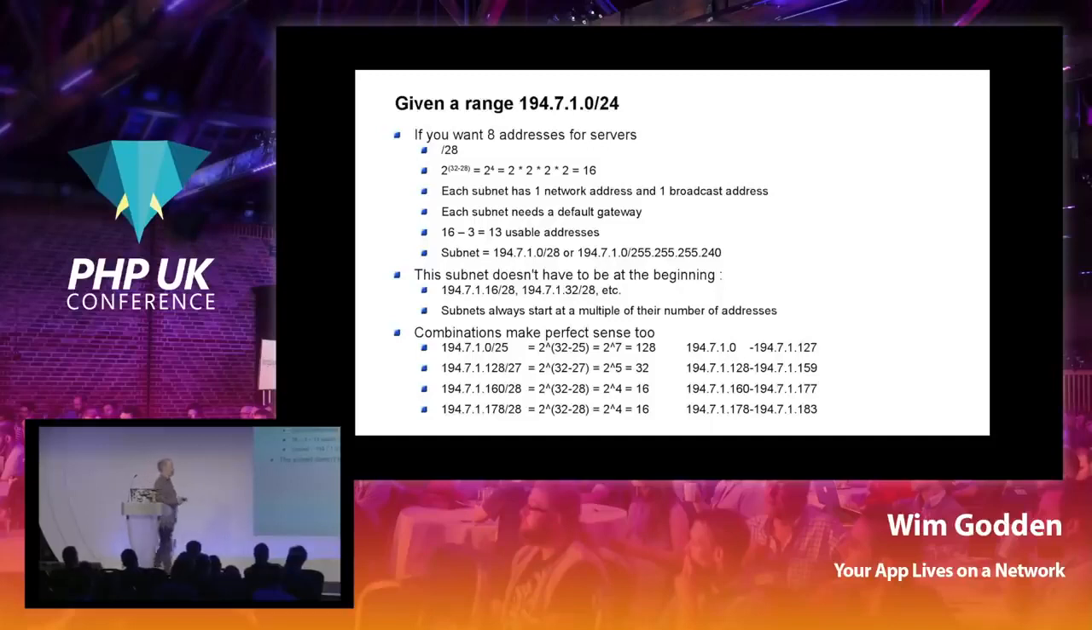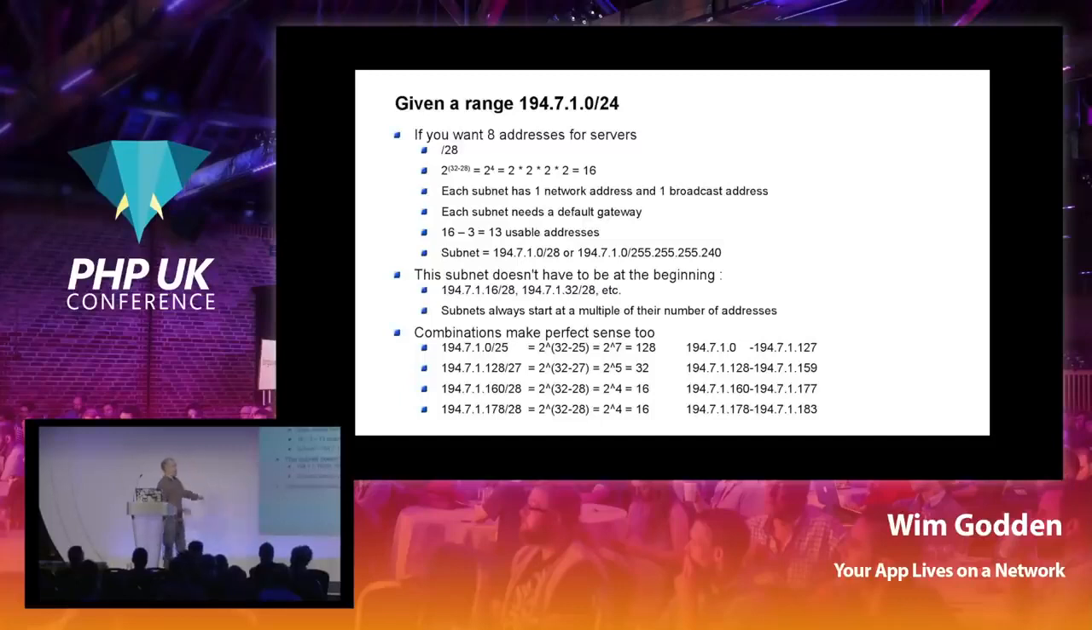Now, to be clear, the subnet doesn't have to start at the .0. It can also start at .16 or .32 or .48. It can only start, though, at a multiple of the number of addresses. So a /28, which has 16 addresses, can only start on .0, .16, .32, and so on. But you can make combinations.